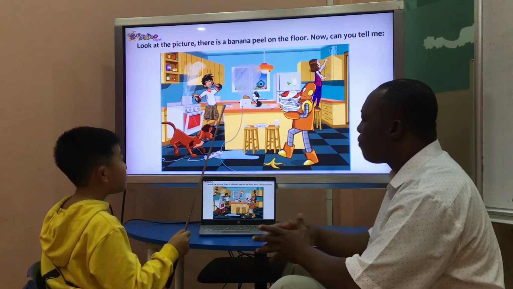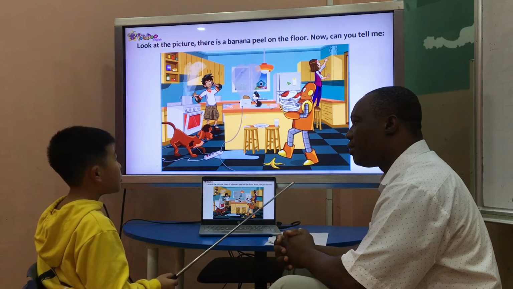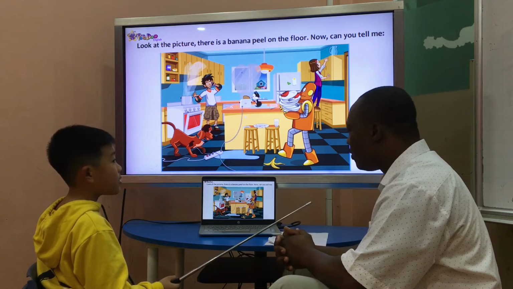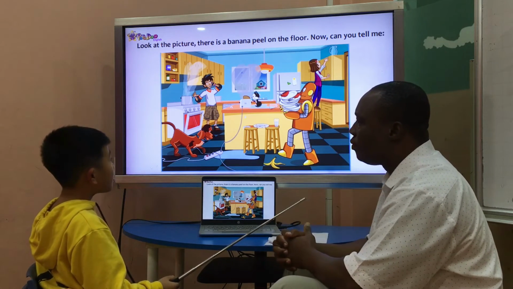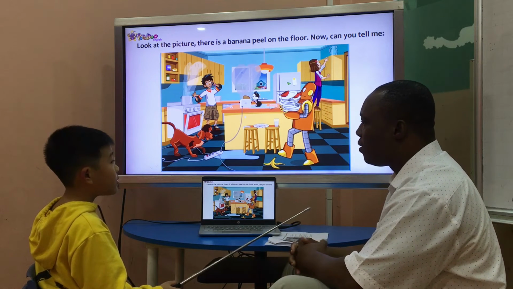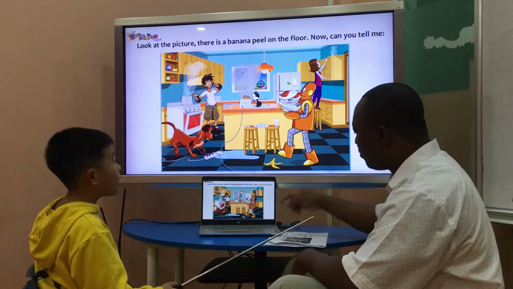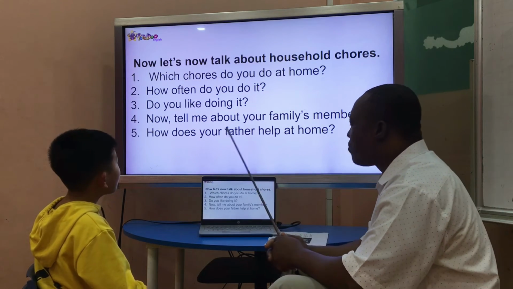And what does the robot carry? The robot is carrying the spoons, the bowls, and the dishes. Okay, great. And what does the girl try to take? The girl is trying to take a jar. A jar. Good. And next one.